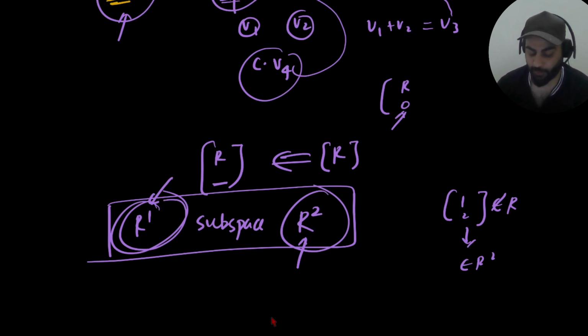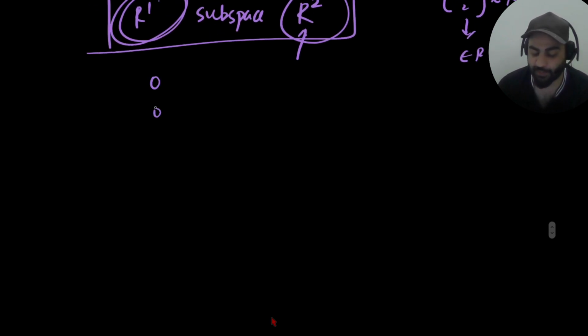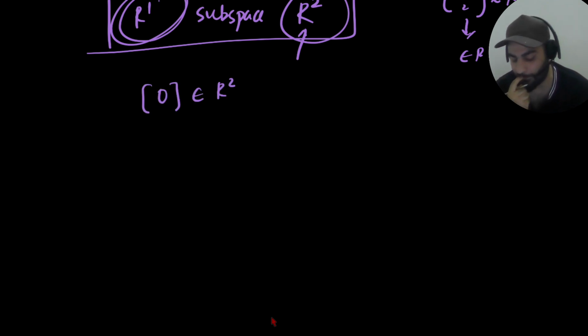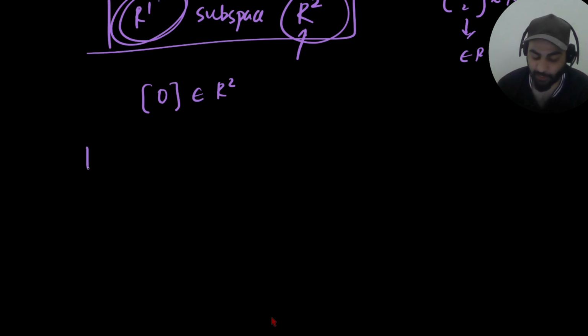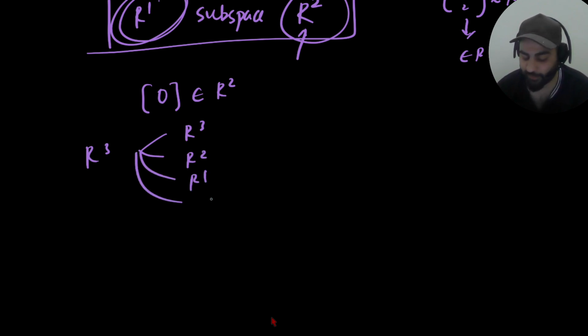Yes, sir. Okay, so can you tell me, is this 0 0 vector, or maybe just a 0 vector, a subspace of R2? This is just one vector. Okay, so R3 has subspaces. R3 is its own subspace. R2 is also its subspace. R1 is also its subspace, and the 0 vector is also a subspace.